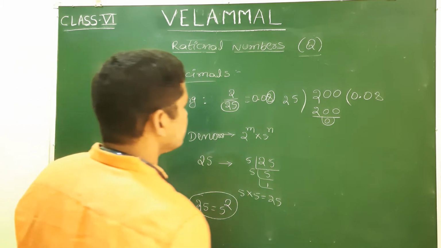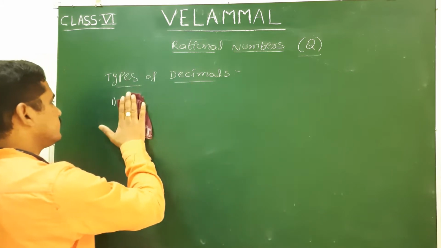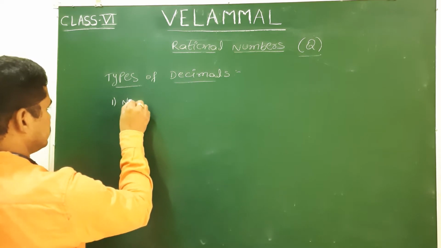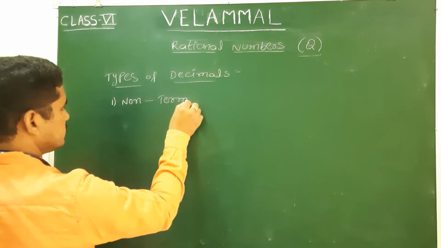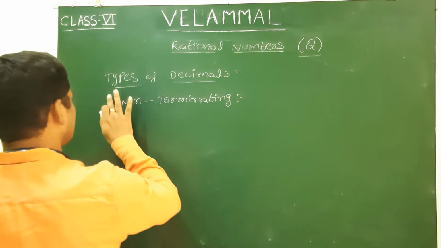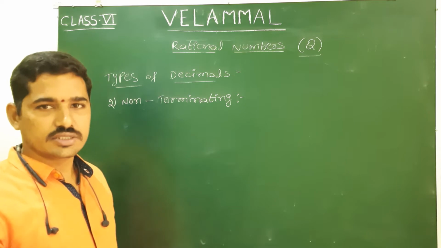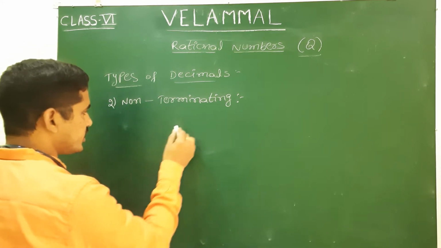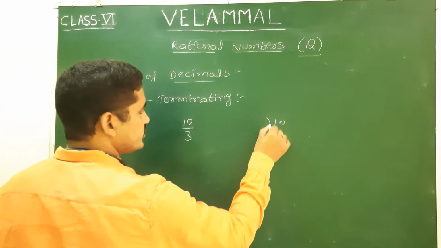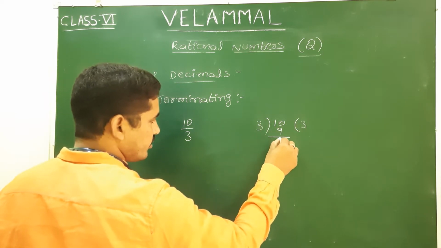Next we have non-terminating decimals. Here the second type we have is non-terminating. Non-terminating is the repeating. Repeating in the sense, for example, we take 10 by 3. If we do the normal division of 10 by 3, 3 threes are 9 we can write. If we take the remainder, 1 will come.